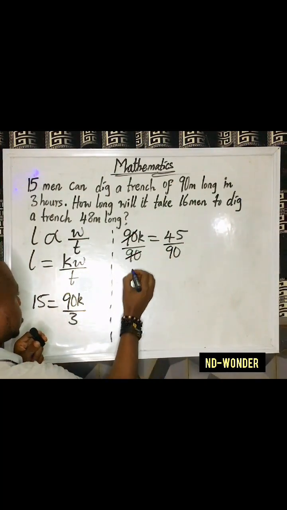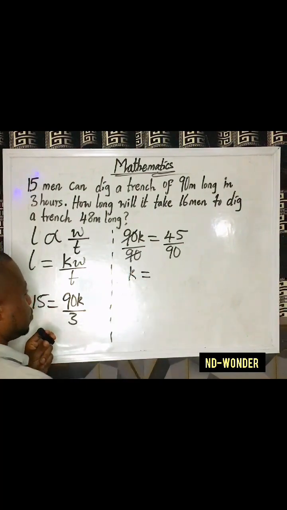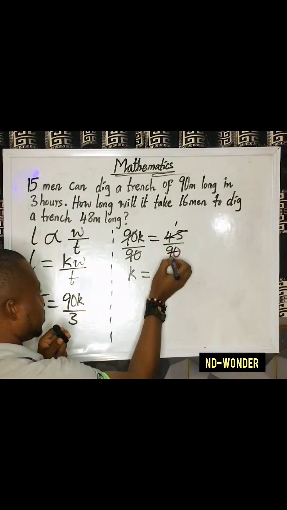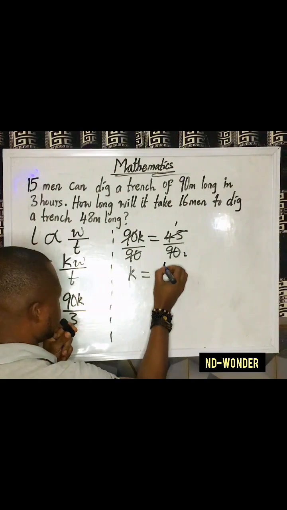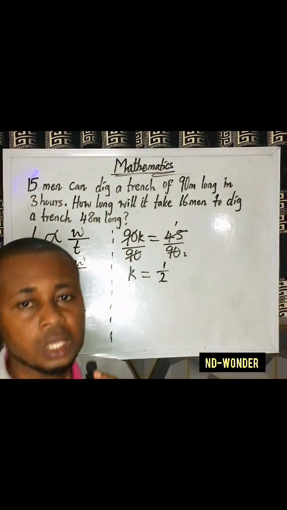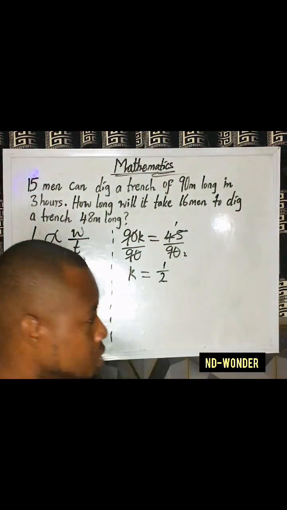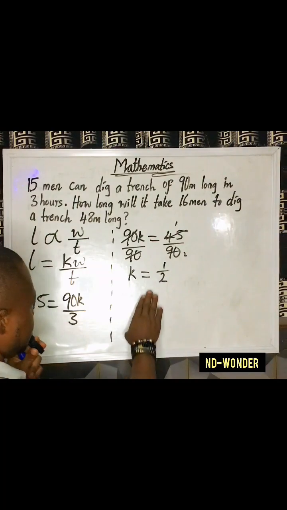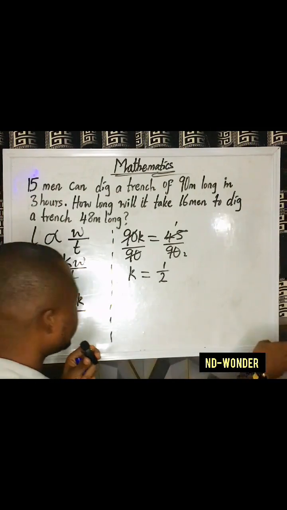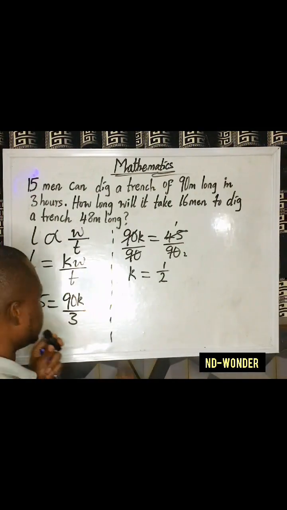Of course, 45 in itself is 1. 45 in 90 is 2. So I'm having 1 over 2. This K becomes the constant of proportionality. Remember, this is not the final answer. We need to read further to know how we get the job done.